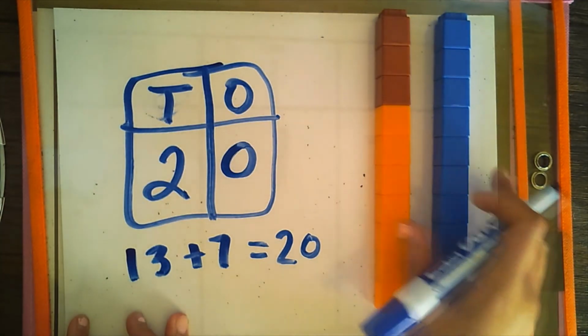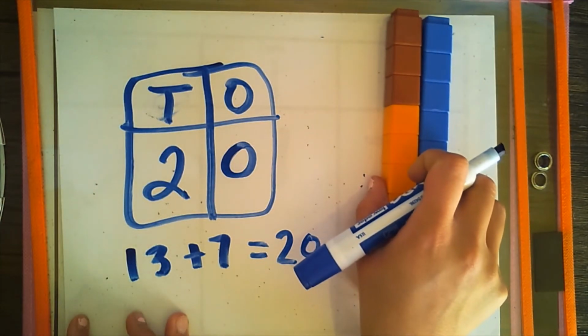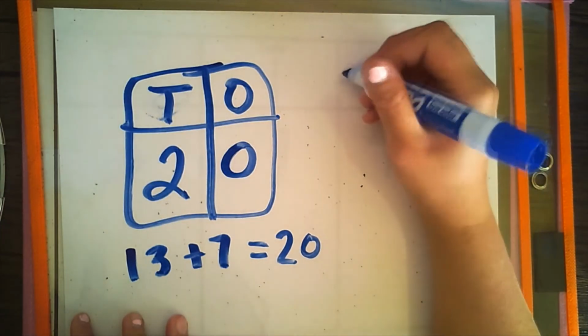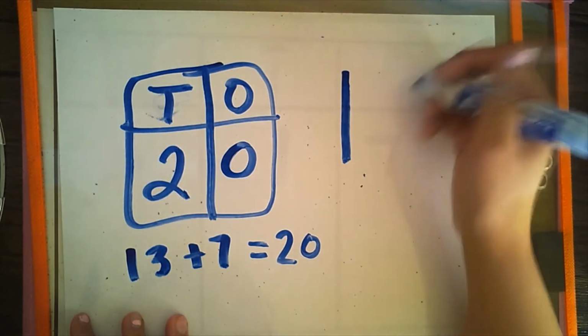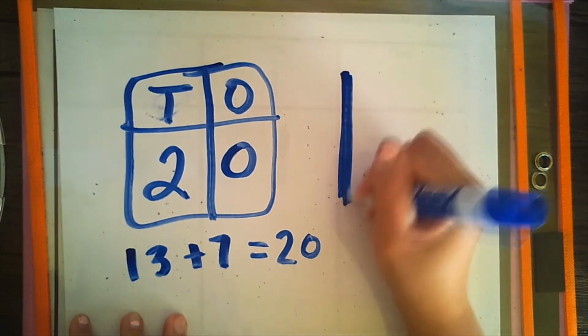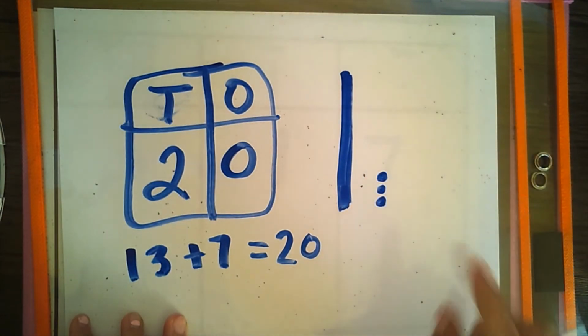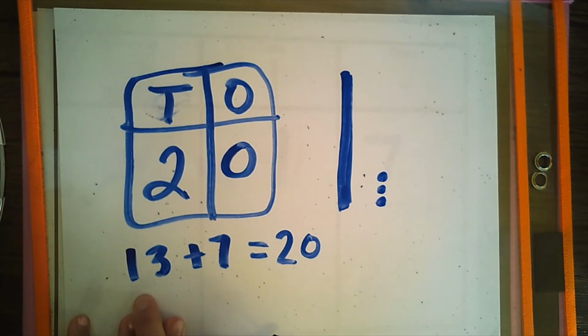Okay, now we're going to take away these blocks and we're going to draw quick tens or use quick tens to show what we did and to show the addition. Alrighty, so we're going to draw one quick 10. And then we're going to draw 3 ones to represent our original number of 13. And now we're going to draw 7 X's to add.